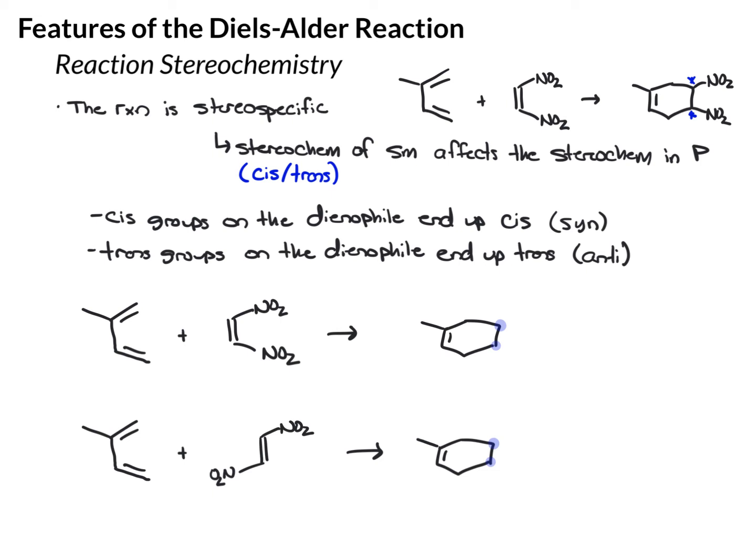But we need to draw those with correct stereochemistry. So what we see is that in the first reaction, the two nitro groups are cis. So now if we come over to the product, we want them to be cis. And we could draw those both on wedges and make them cis, or both on dashes. And in fact, these are the two enantiomers that you would get in the reaction.